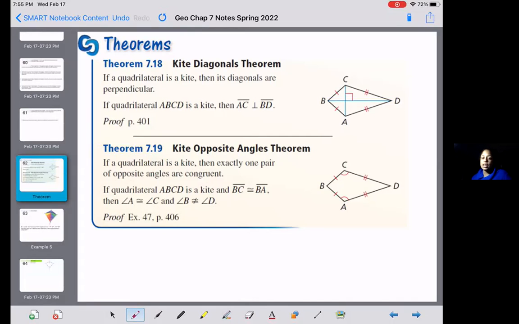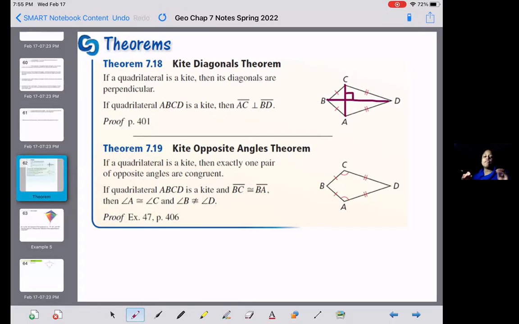So just like it looks like here, this diagonal CA and this diagonal BD form 90-degree angles. That's what it means to be perpendicular. There you have it. Okay, and then this one, yes, the kite opposite angles theorem.